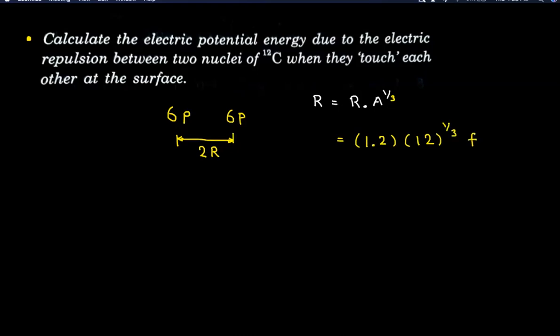(1.2×12^1/3) femtometer. How much is it? This is 2.74 femtometers. Now do it.